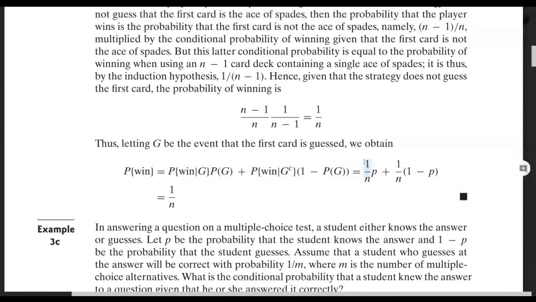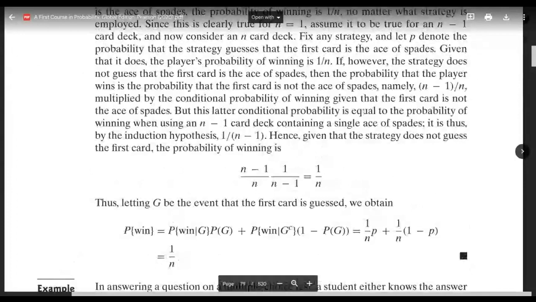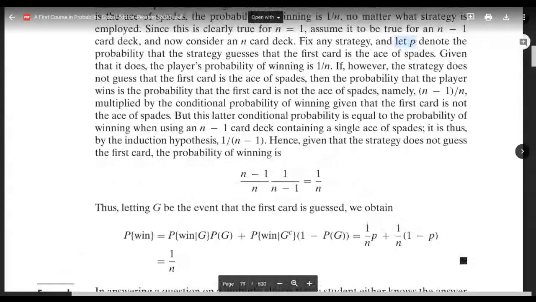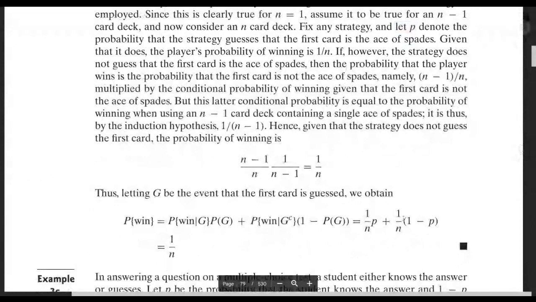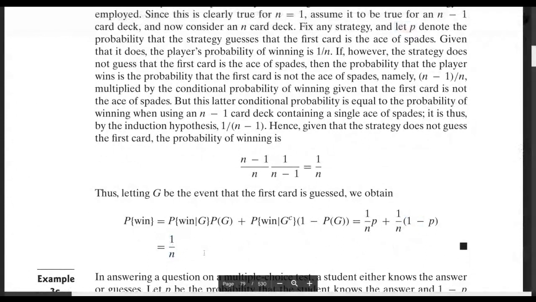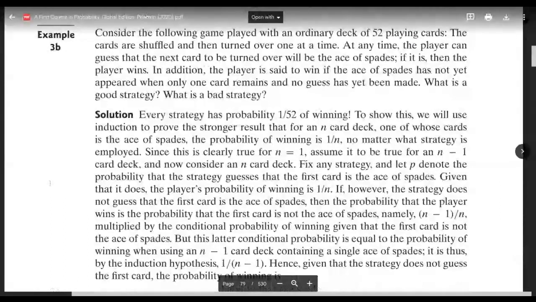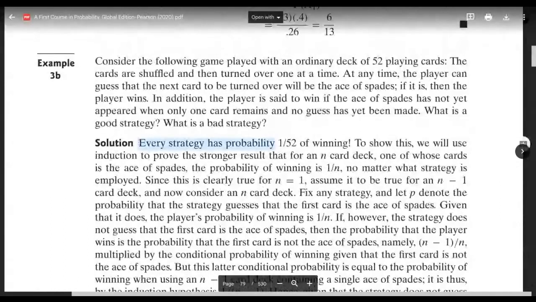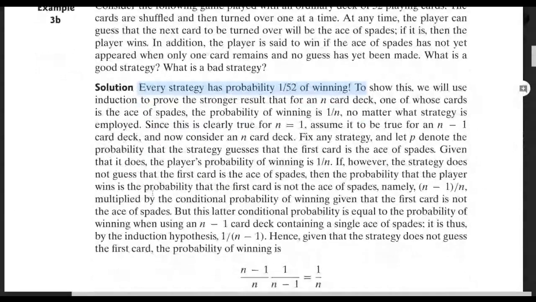So I have 1 over n multiplied by P. Remember, P denotes the probability that a strategy guesses that the first card is the ace of spades. And then the first one not guessed is 1 minus P. So adding those two, that's still 1 over n. Okay, so that's what we needed to prove. The same thing holds for 1 over 52, that's n equals 52. Anyone has any questions?